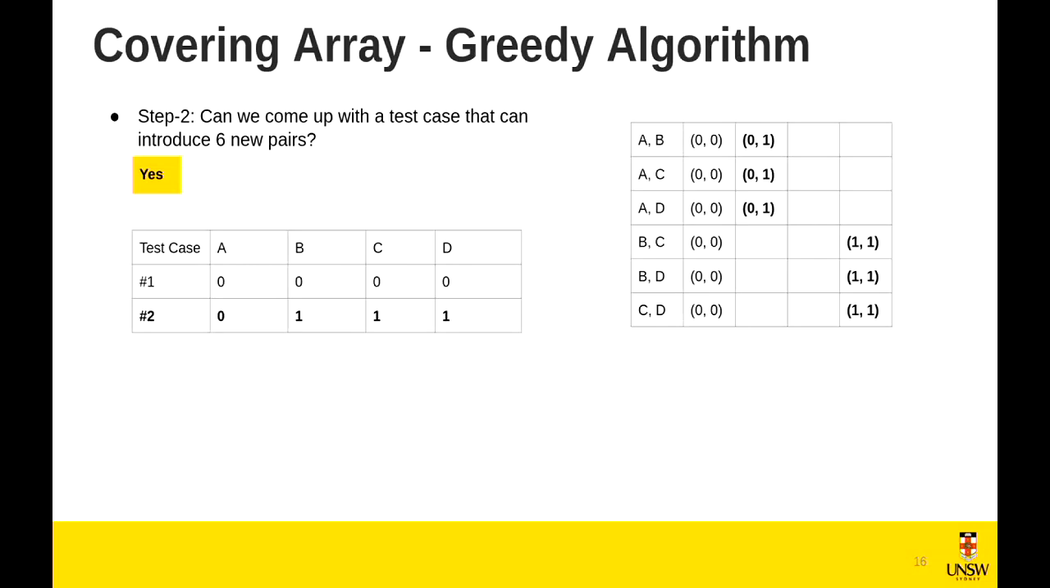And in each step here, what you can do is you can also try to exhaustively try out all the possibilities of test cases. And if a test case can bring the most number of coverage of combinations, we will append that test case into this covering array.